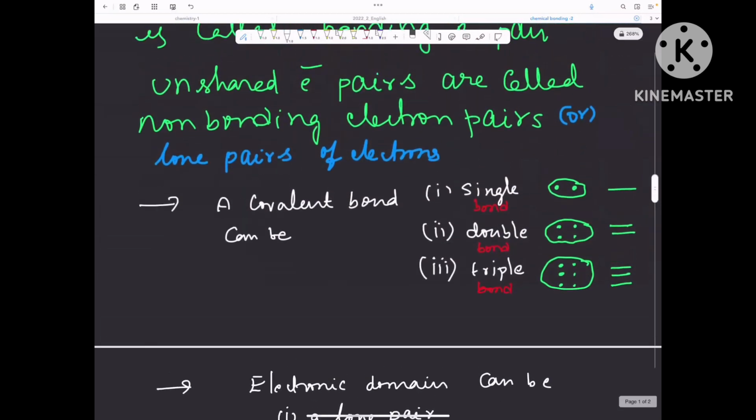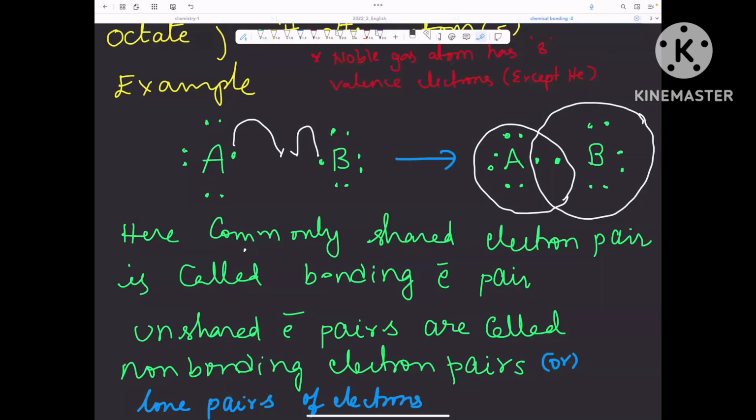Here, let us see the example. Total number of electronic domains around A: one electron pair, two electron pair, three electron pair. These are non-bonding electron pairs. This is called a bonding electron pair. So A is surrounded by four electronic domains. Here B is surrounded by three lone pairs, three electronic domains, plus one bond pair.